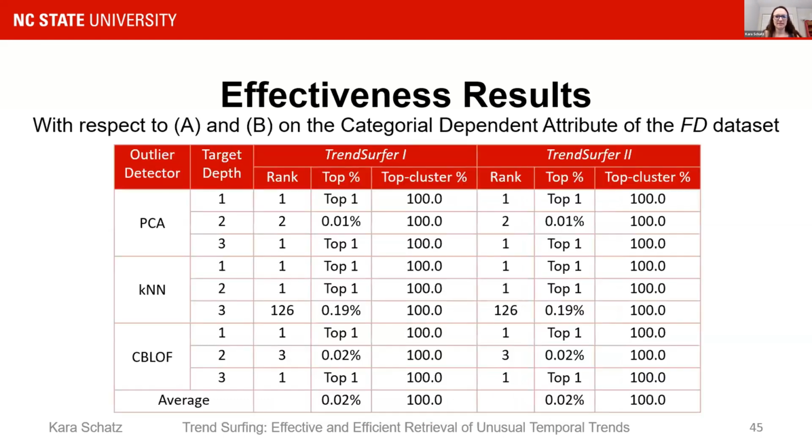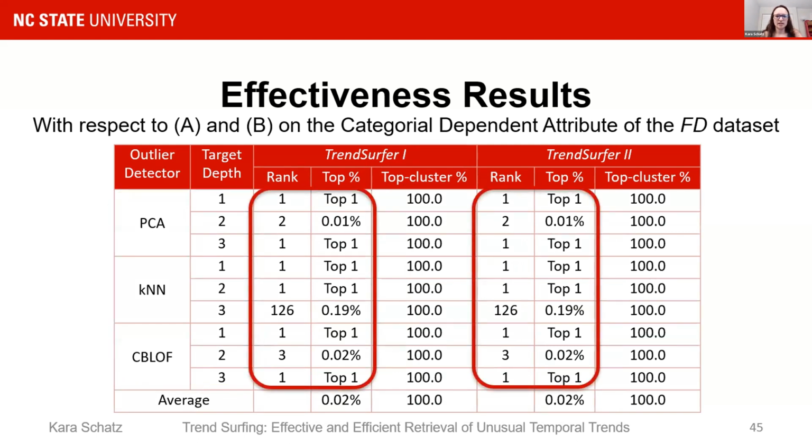Finally, for effectiveness, we have the effectiveness results with respect to both unusualness criteria on the categorical dependent attribute of the flight delay dataset. So for this, we bin the dependent attribute of the dataset to make 10 categories. Again, here the first 2 columns indicate the test case. Our approach is able to identify unusual trends in all cases, returning the top outlier scoring trend in 12 of the 18 cases shown here, and in all other cases, a trend within the top 0.2% is returned.